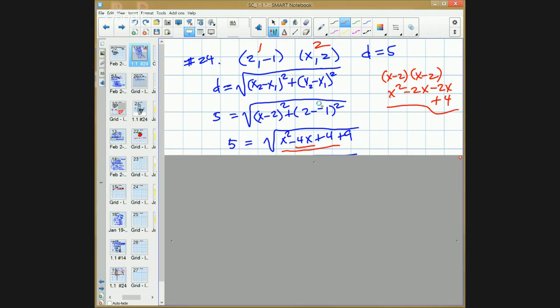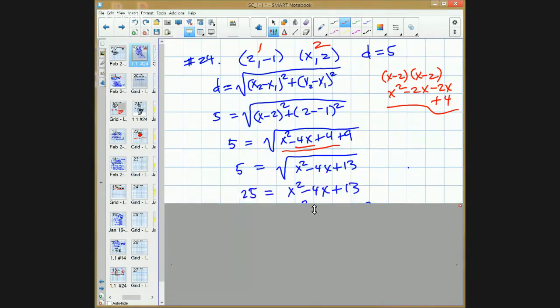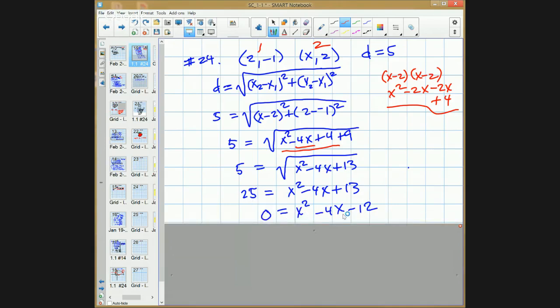Where's the 9 from? Right here. What's 2 minus a -1? 3, and 3 squared is 9. All right? So combine 4 and 9 is 13. Now, square both sides. Why? So we can get that root out of there. That gives me this. And then subtract the 25 so that you have the whole thing equal to 0.